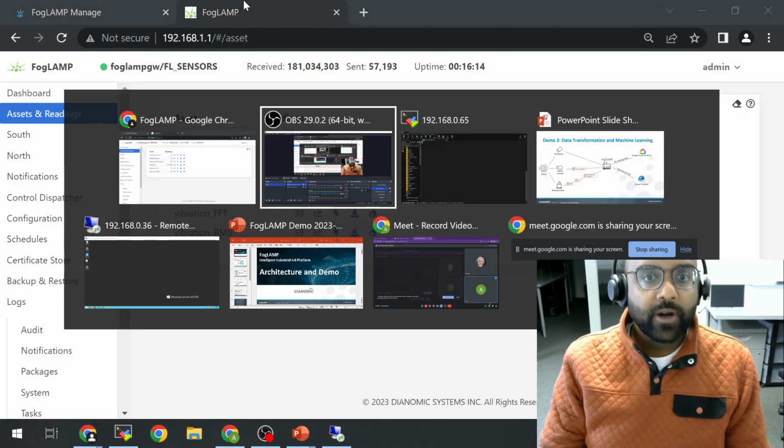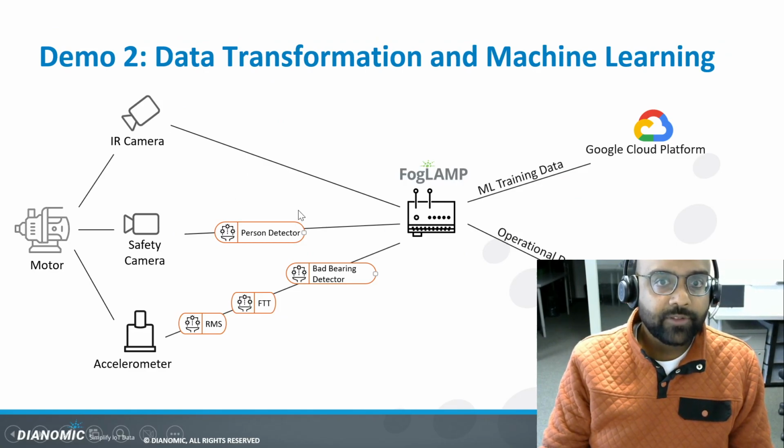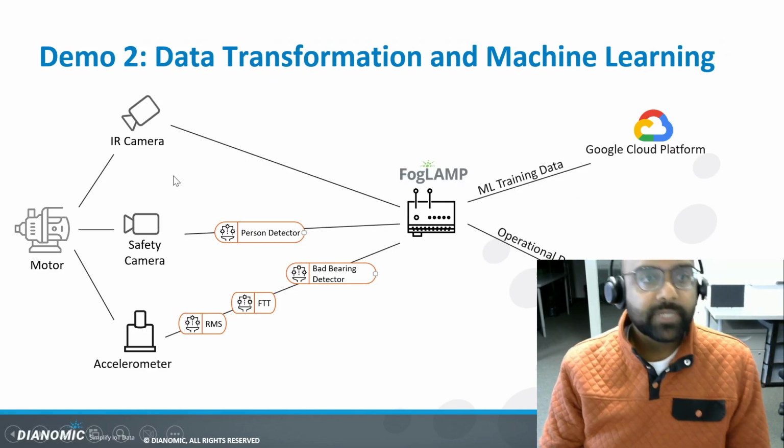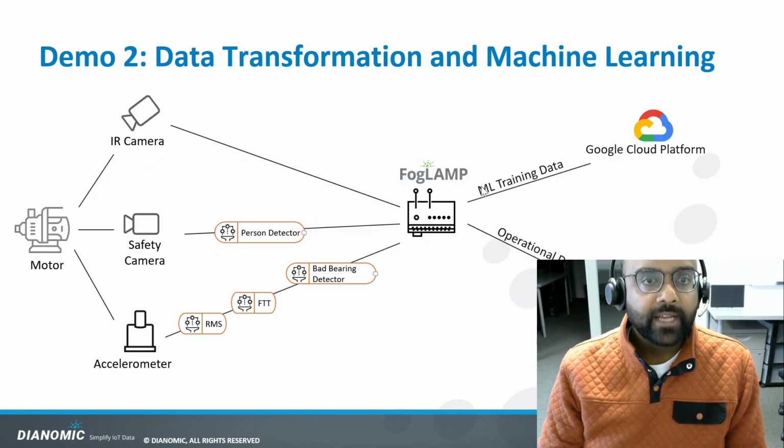Now, this part of the data flow to collect from the IR camera has no filters. And the reason why is because we're simply collecting that data because we want to then send that data to the Google Cloud Platform for the purposes of training an ML model. And once that model is trained, we're going to push it back into the FogLAMP then to be run.